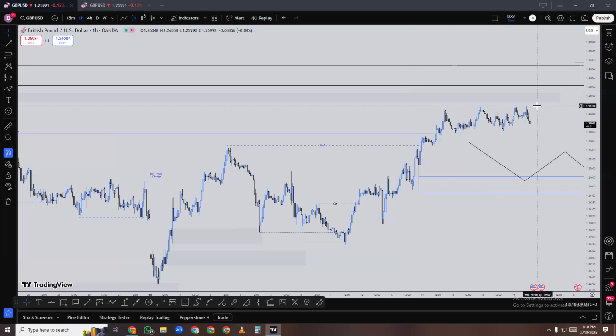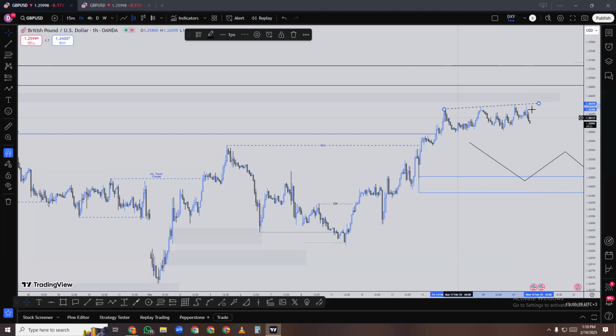And as you can see, we are already inducing sellers into the market. The reason I'm saying that is that we have some very, very clean highs, almost equal highs. These may be used to induce, and also you can see we are forming that. So that may be used to induce sellers into the market.